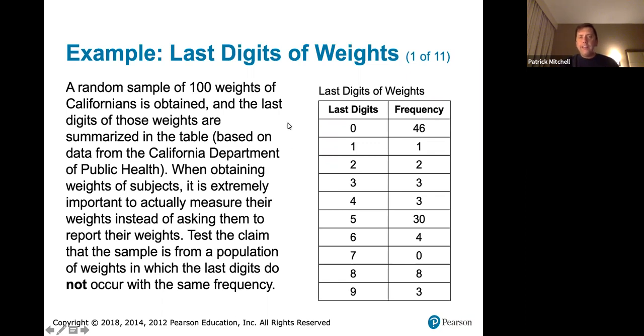Well, in this case, it looks like these weights might have been self-reported, because look at how many of them end in a zero or a five, all right? Think about how you respond when a doctor asks you for your weight. Chances are you give them a number ending in a zero or a five, right? Because it's a nice round number, okay? But if they actually weigh you, your weight is just as likely to end with a zero or a five as any other number, okay?